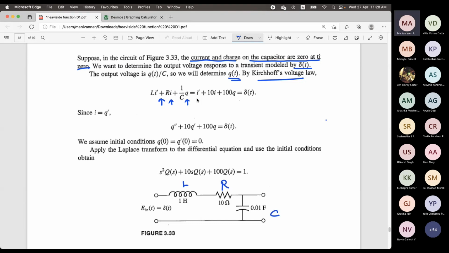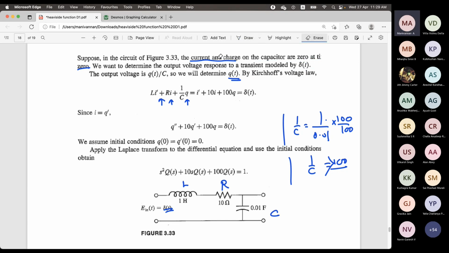And your capacitance, 1 by C is 1 divided by 0.01. So if you multiply by 100 and 100, it is 100. Your 1 by C is now 100. So 100 times Q, which equals delta of T, determined by the transient model. It is delta of T only. So with this, if you are solving the problem, then what is your delta of t?